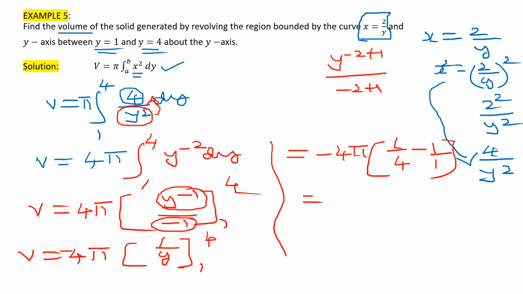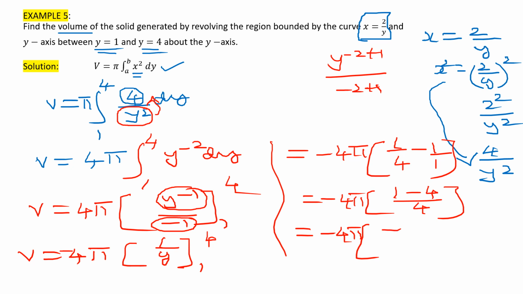So that is equal to minus 4 pi. This is 1 minus 4 divided by 4. So that is minus 4 pi, 1 minus 4 will give you minus 3 over 4. Cancelling 4 and 4, we have minus pi and minus 3. Minus minus will give you plus. 3 multiplied by pi will give you 3 pi cubic units.